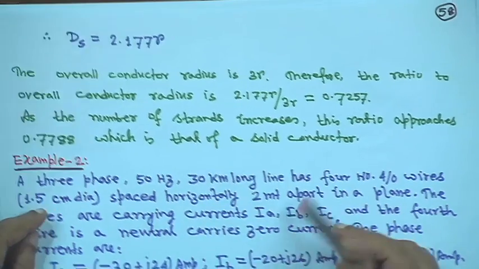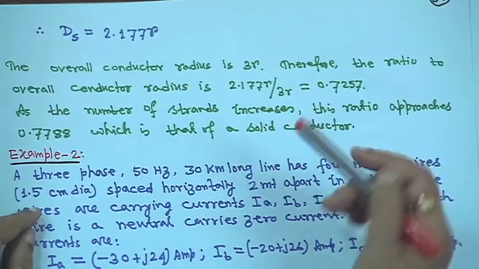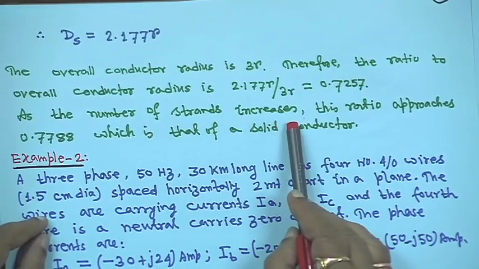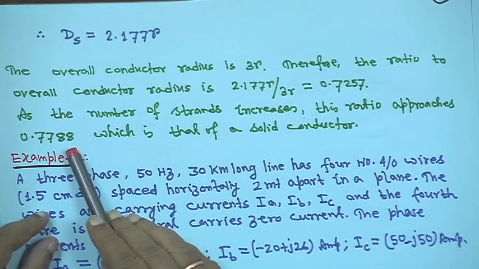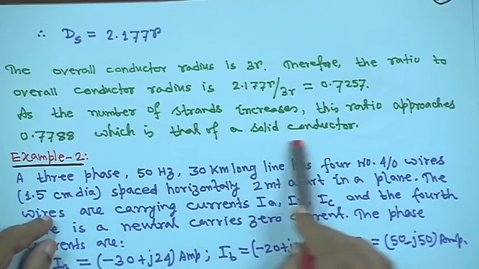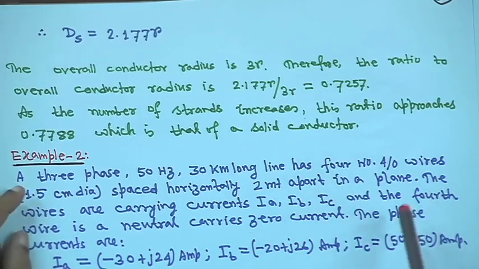I have made one comment on the result, right. So, as the number of strands increases, this ratio actually approaches 0.7788, which is that of a solid conductor. That is the comment, right. So, this is example 1, hope you have understood, right.